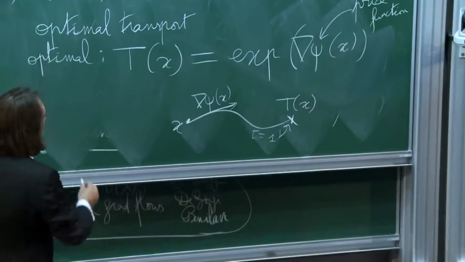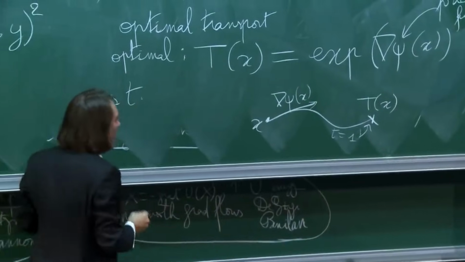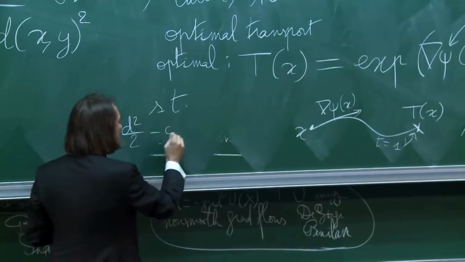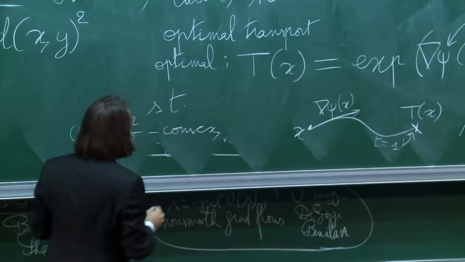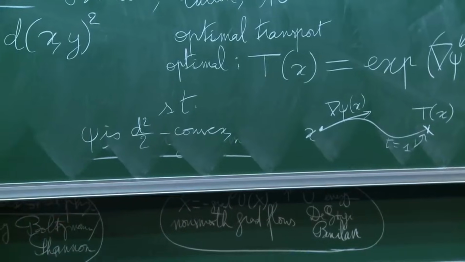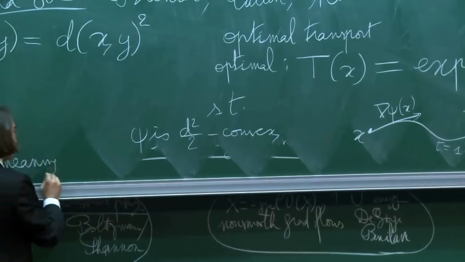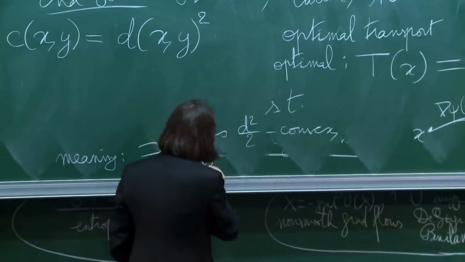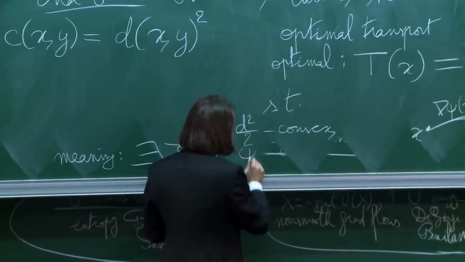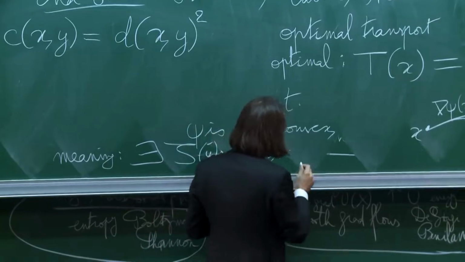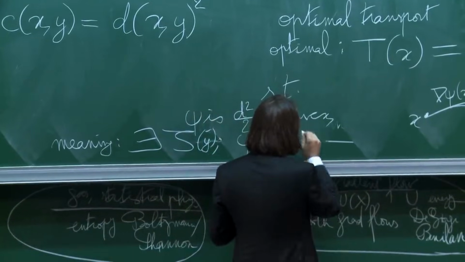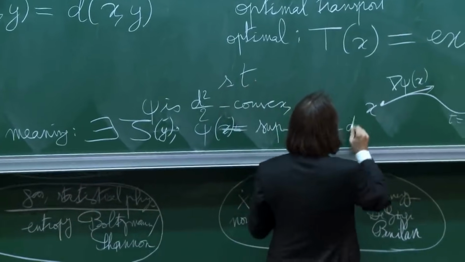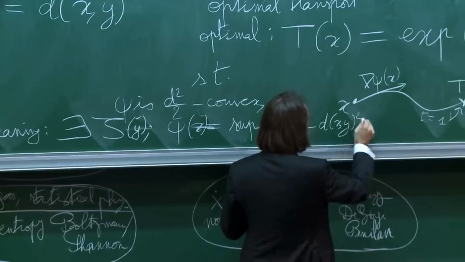And such that ψ is d²/2-convex, meaning it has some kind of convexity property. There exists some real valued function ζ(y), such that ψ(x) is equal to the supremum over y of ζ(y) minus d(x,y)² over 2.